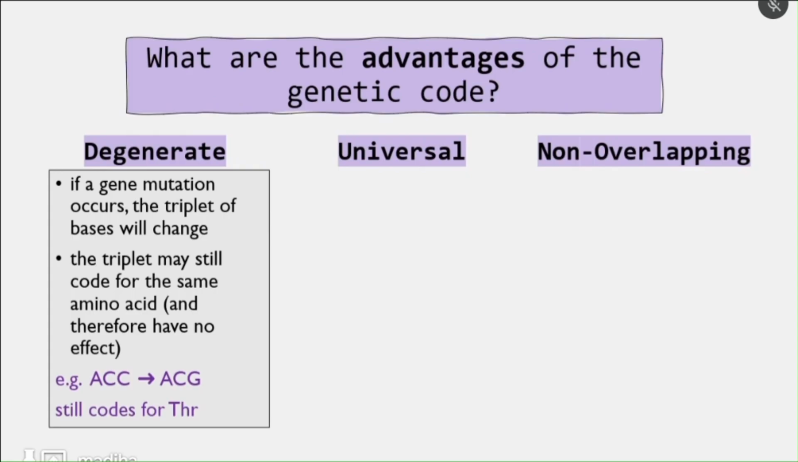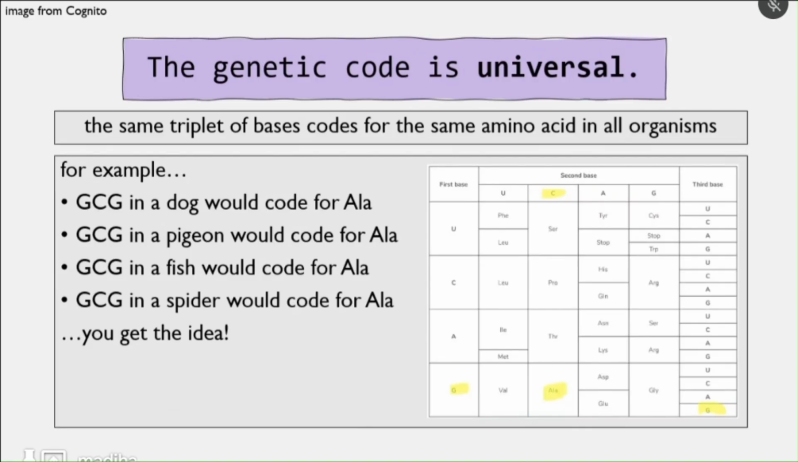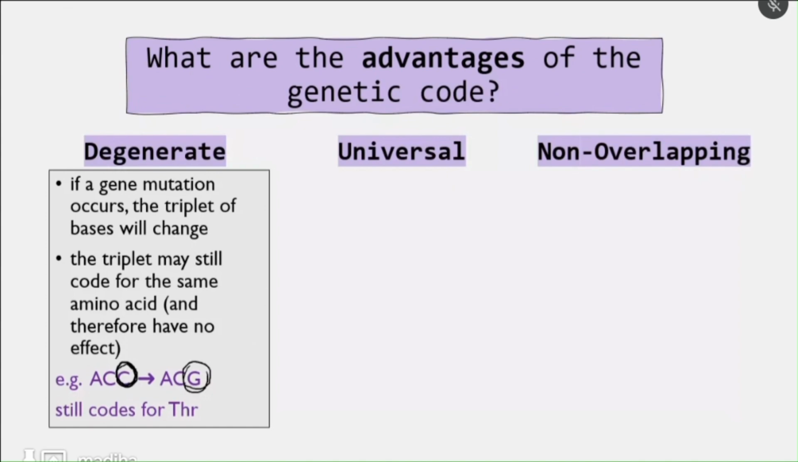So essentially an example would be, you have ACC, and if that C changes to a G, obviously that's a mutation. However, if we look back on our table, let me just go through, over here. So in our table, what was it? ACC and ACG. Both of them are still coding for the exact same amino acid, which means that it's fine that the code is degenerate, because there'll be no effect on the organism. Even if there's a mutation, the same amino acid is still coded for, so it would have no effect. So that is a good advantage of the genetic code.